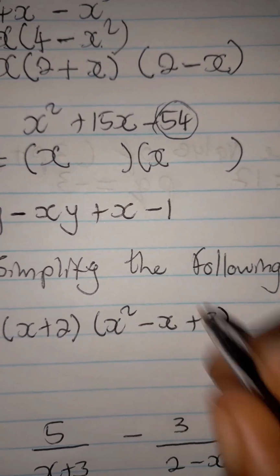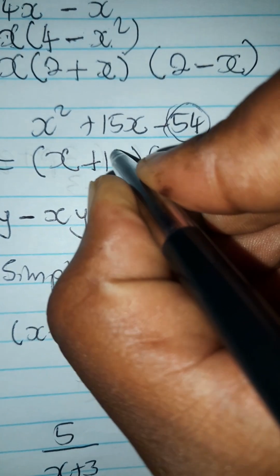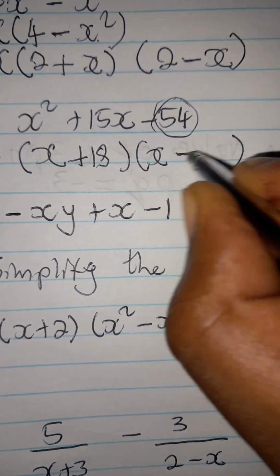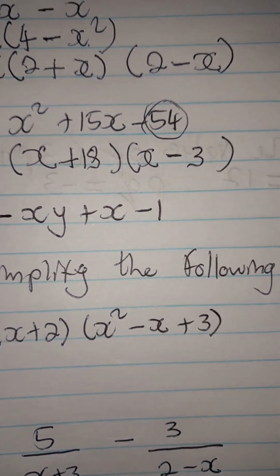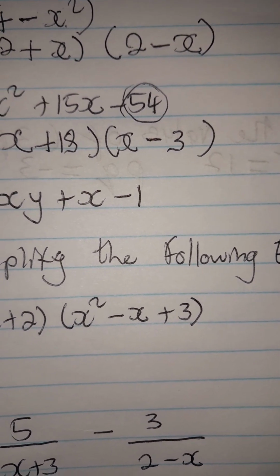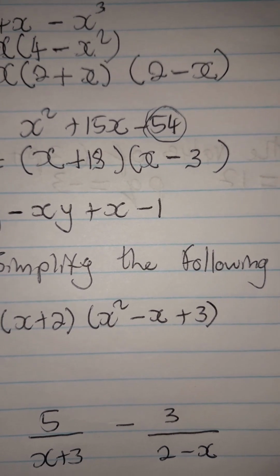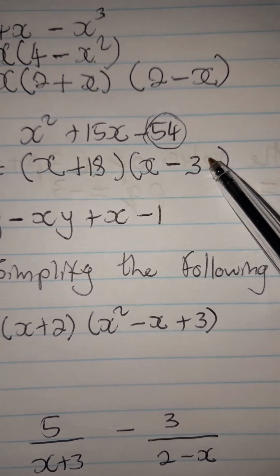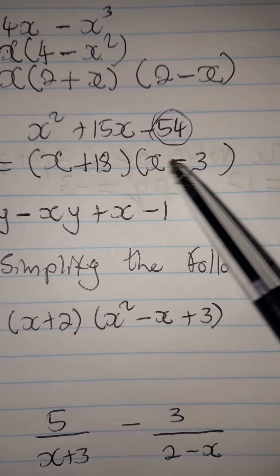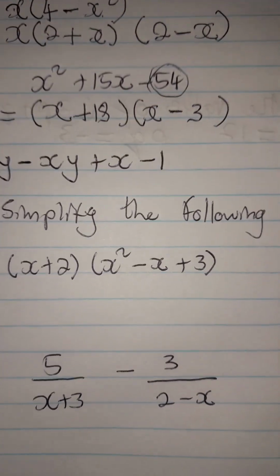So what about the signs? Since it's negative here, the bigger number will take a positive sign, and the other one will take a minus sign. So it's going to be positive 18, and the other one will be minus 3. Can you see that 18 minus 3 is 15, and 18 multiplied by negative 3 is negative 54? Well, it is what it is.